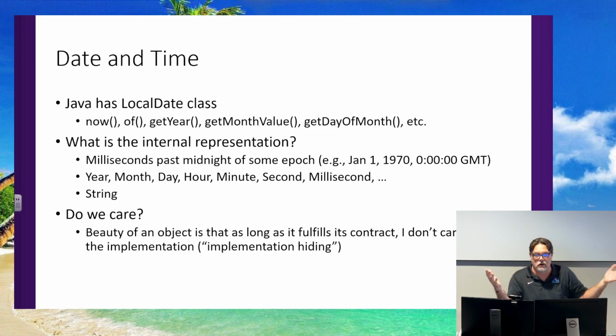And do we care? As long as that list of methods and the properties that we can access fulfill the contract of that local date class, generally we don't care about what the behind the scenes implementation is of it, with exceptions.